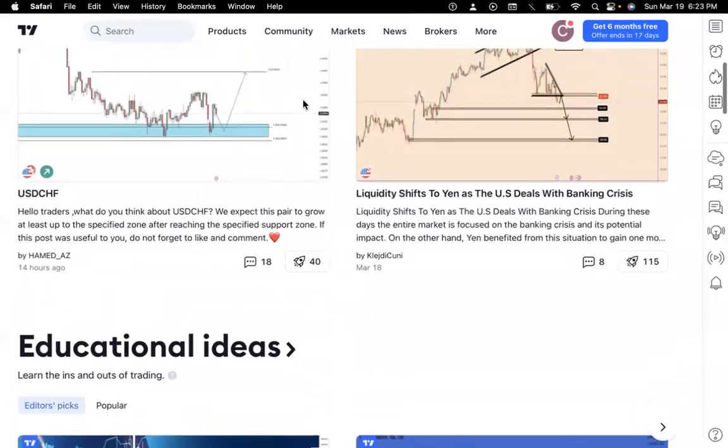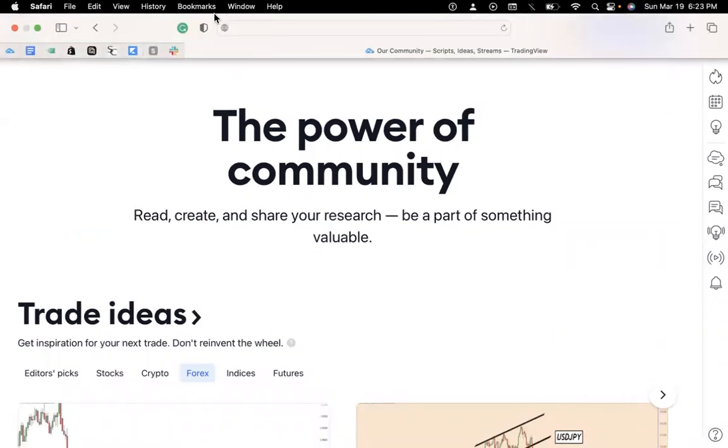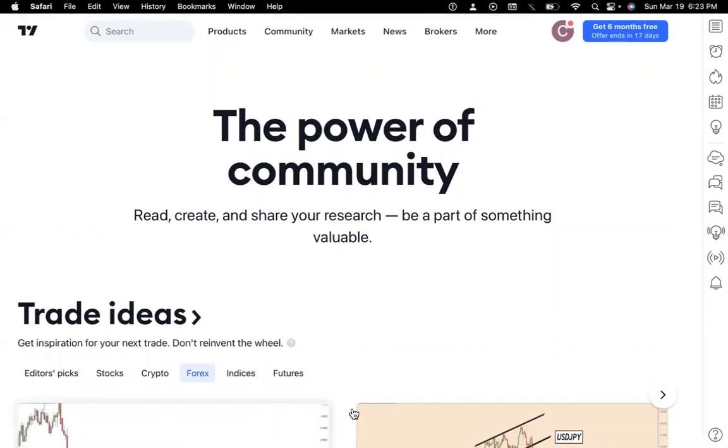So that's one thing in the community that I really, really enjoy. And like TradingView says here, read, create, and share your research, be a part of something valuable. Because remember, it's not just you. We're all trying to make money off of this.